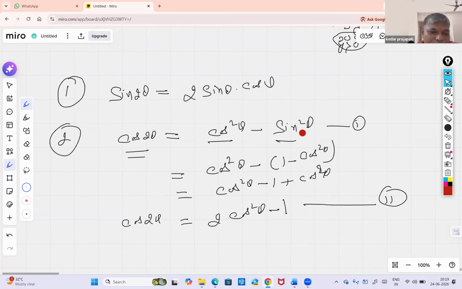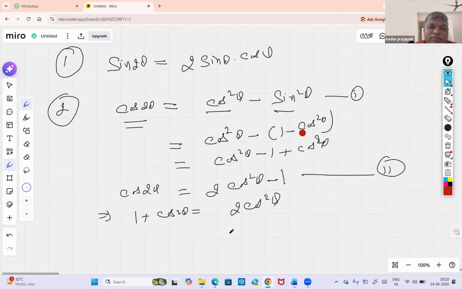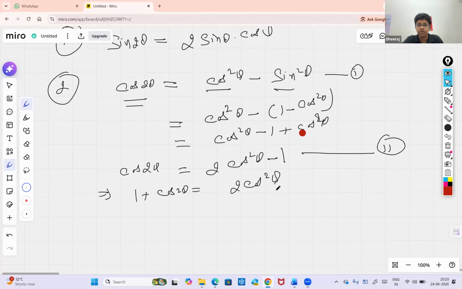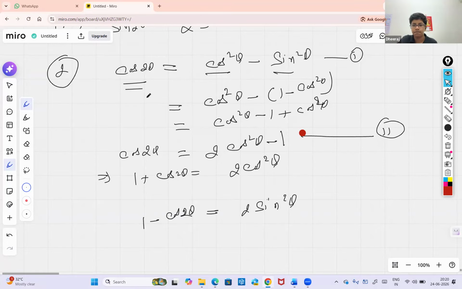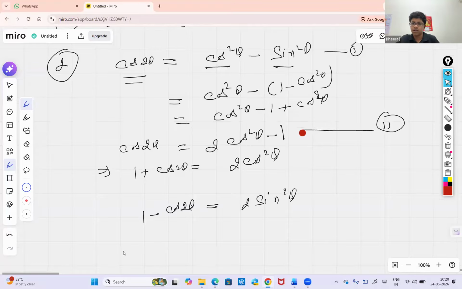Second form. Or you can also write 1 plus cos 2 theta equal to 2 cos square theta. It is called half angle, the angle is becoming half. In a similar way, what will be 1 minus cos 2 theta? 2 sin square theta. So no need to remember anything. If you know this formula, you can derive this. How did I derive? By replacing sin square theta.